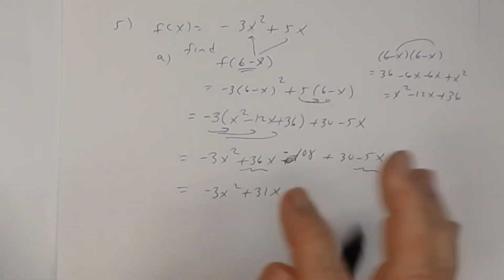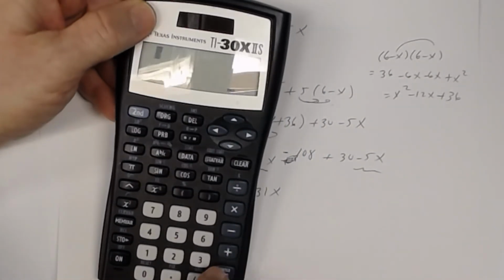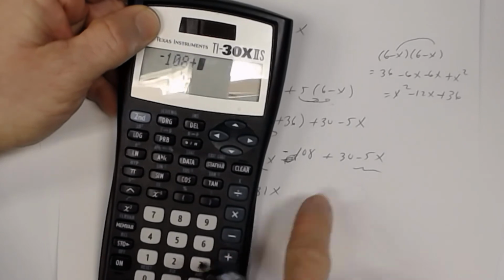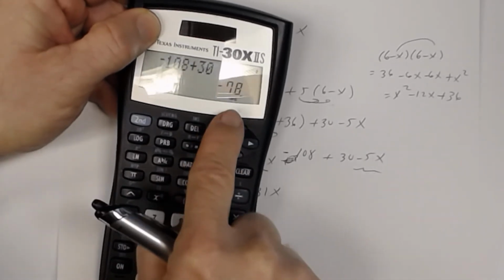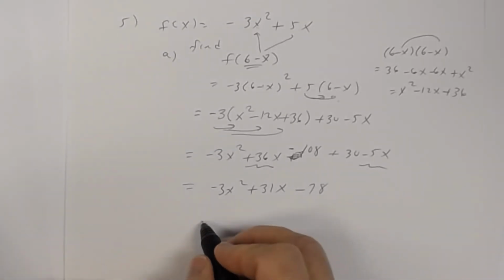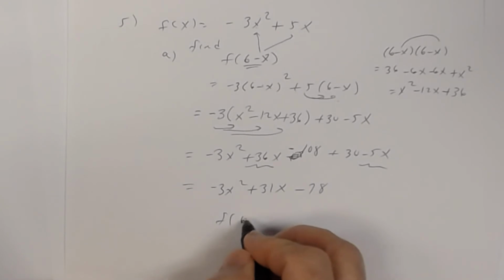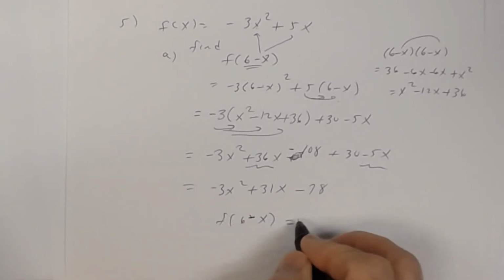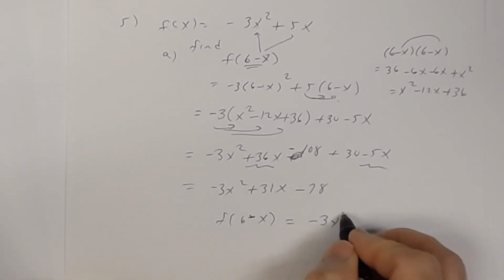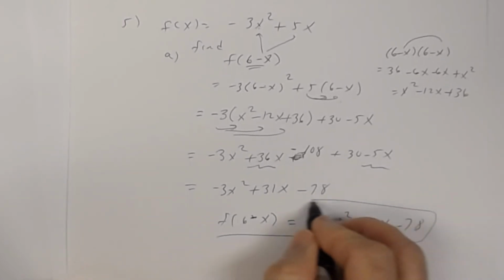A negative 108, use your calculator if you need to, plus 30 will give you negative 78. And that's all you can do. So therefore your answer, you're going to say f of 6 minus x equals this trinomial, negative 3x squared plus 31x minus 78.